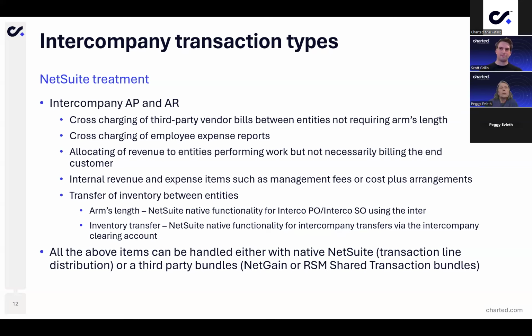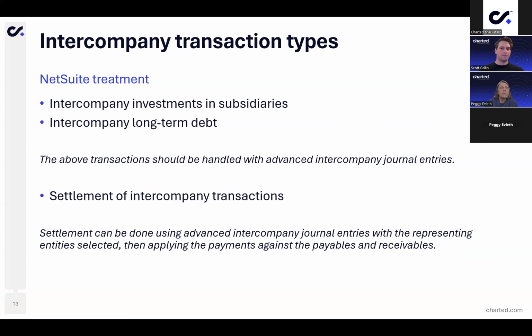Intercompany investment in subsidiaries and intercompany long-term debt, those are journal entries. They can be handled with intercompany journal entries. Settlement is handled with intercompany journal entries, with representing entities, and then you apply the payments. If you do it with an intercompany journal entry, you have to go in and manually apply the payment afterwards. So keep that in mind.